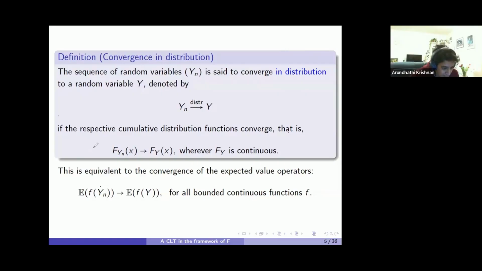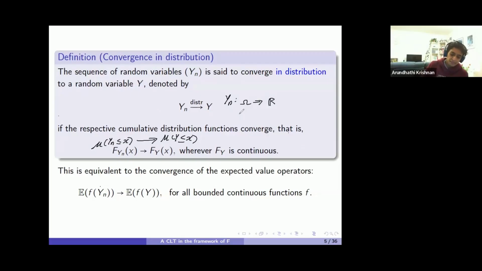But of course, this just means that mu of Y_n less than or equal to x converges to mu of Y less than or equal to x for all x where F_Y is continuous, and mu is the probability measure. So you have Y_n going from omega to R, and mu is the probability measure on omega.